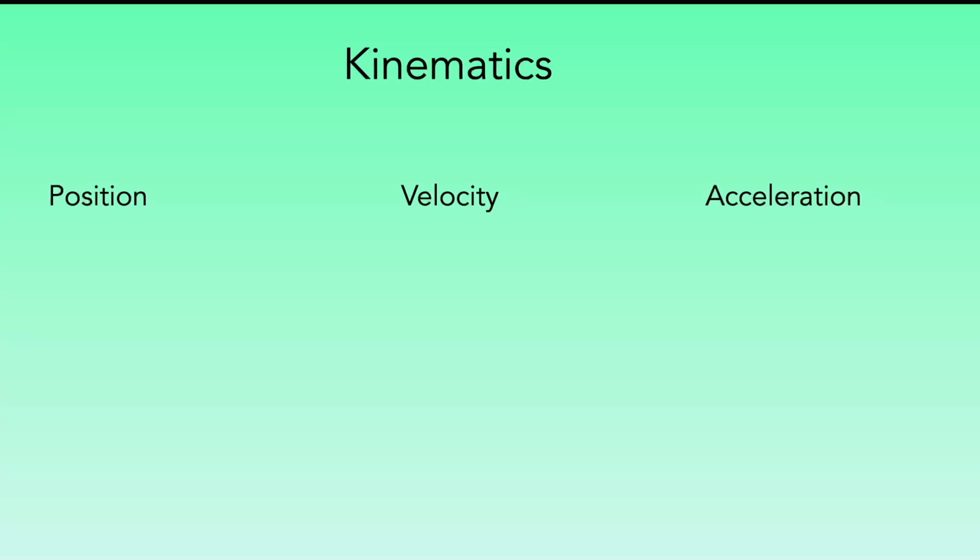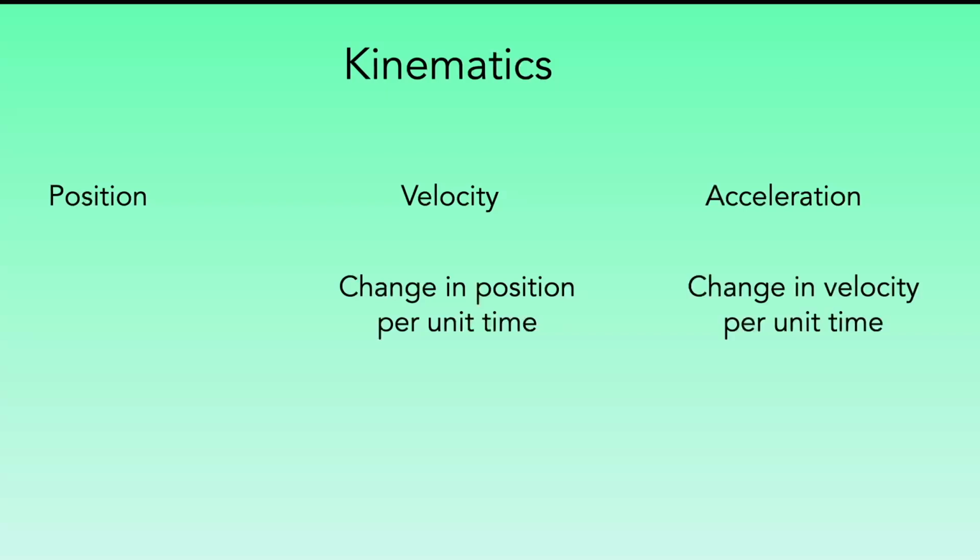We talk about these three: position, velocity, and acceleration. Position is just what it is. It's where you are, okay? And it might be on some coordinate axes or a number line, but that position, we call it x. Velocity is the change in position per unit time, how fast the position is changing. Acceleration is the change in velocity per unit time.